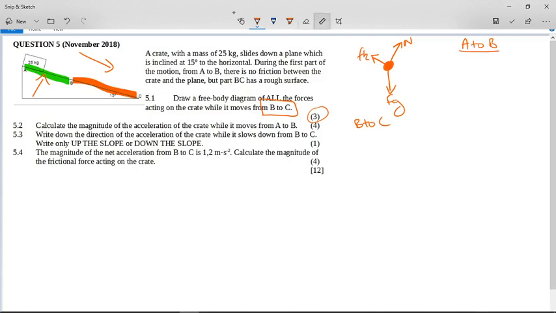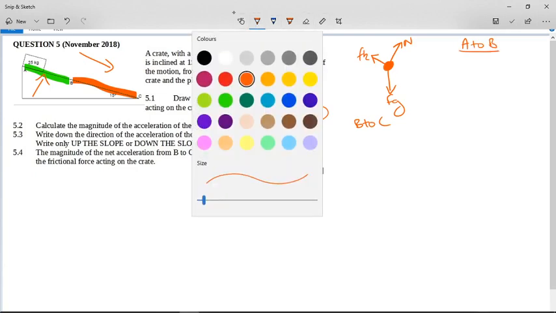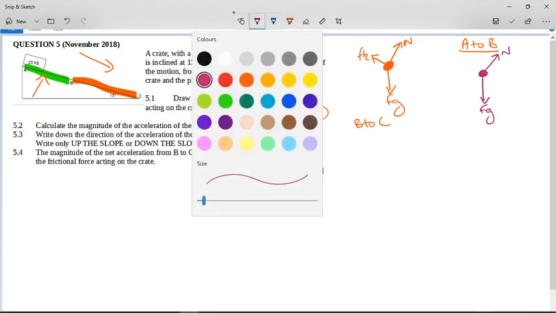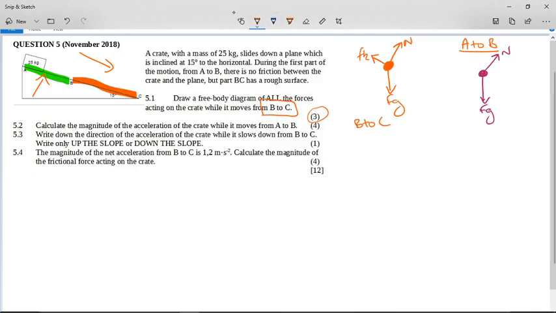I never changed the color. Let me just quickly change the color here. If we are going A to B, we still have the weight of the crate and we still have the normal force, but we don't have friction anymore. So we've in actual fact got only 2 forces acting here. And they are not in a straight line, so they are of no use to us at this point.